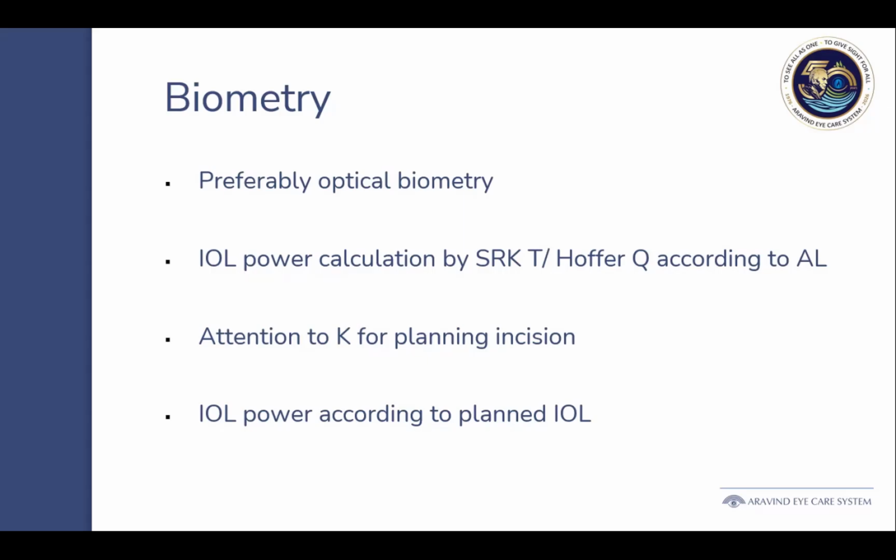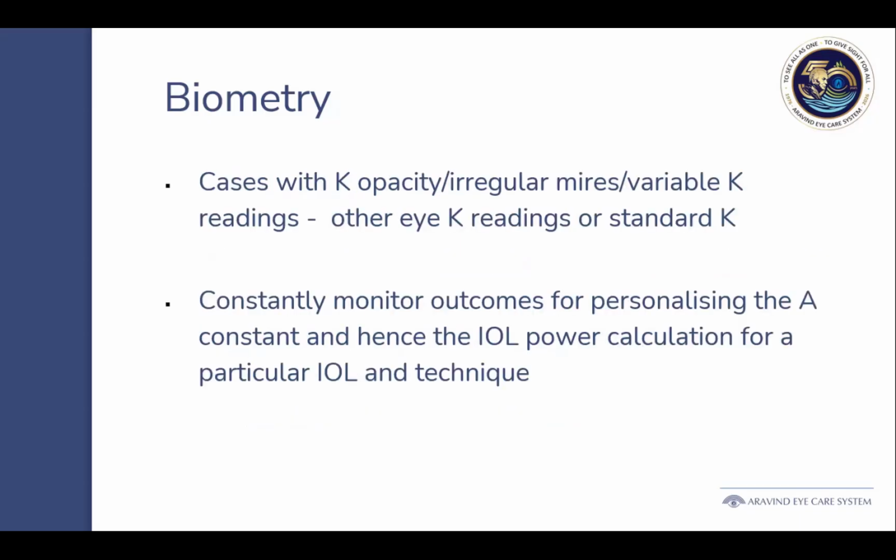You should pay attention to the keratometry readings for planning the incision if you want to correct the astigmatism, and the IOL power according to the planned IOL, whether it's an SFIOL with a more posterior placement. There may be a difference between a retina person placing it and an anterior segment person placing it, or the correct A constant of the iris claw IOL. In cases with corneal opacity where you may not get proper K readings, you'll have to then consider whether you're going to take the other eye K readings or whether you're going to take the standard K of 44, 45.